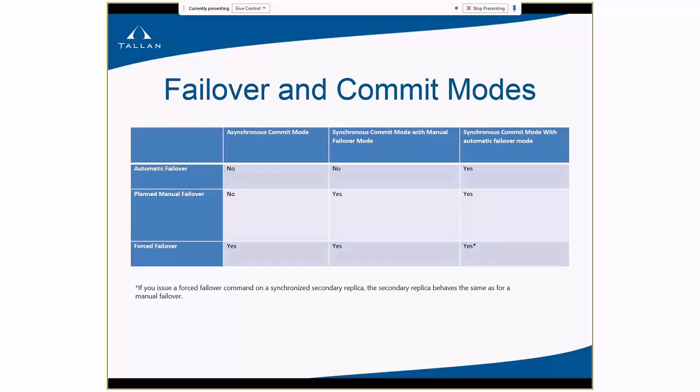A forced manual failover essentially has none of these requirements. The DBA can sort of flip the switch whenever they want, but it's the only option available when you do an asynchronous commit mode. Okay, so again, this is the true disaster recovery option.